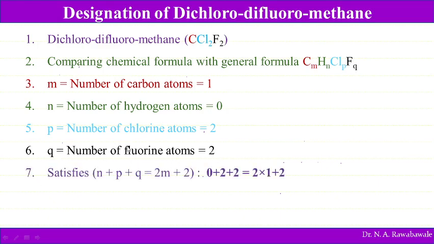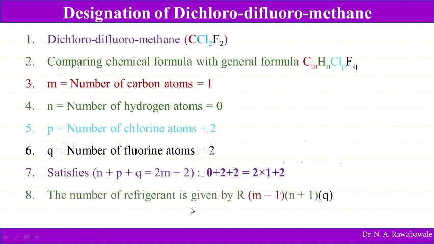Now whether it satisfies the condition or not, that we see. So what is the condition? n plus p plus q must be equal to 2m plus 2. The n value is 0, the p value is 2 and the q value is 2. So 2 plus 2 plus 0 is 4, and on the right hand side we have 2m, m is 1, 2 into 1 plus 2, that is again 4. Left hand side is equal to right hand side, so then we can designate it like this.